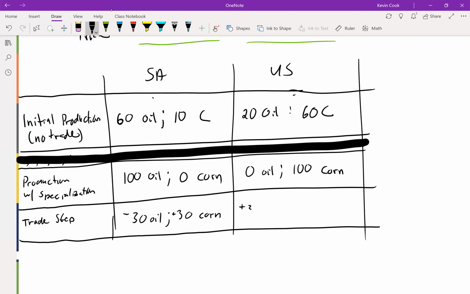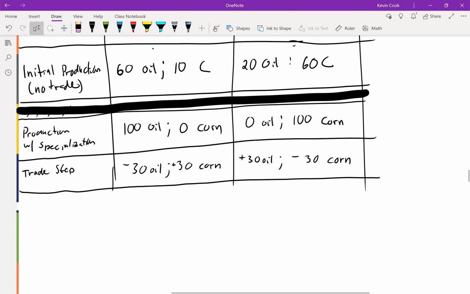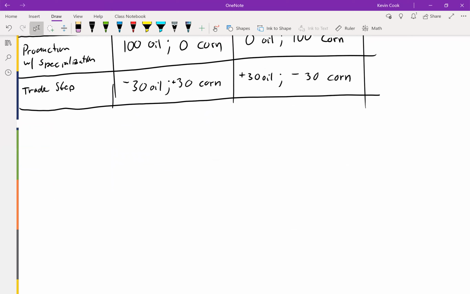And same thing, the US will gain 30 oil, and they will export 30 units of corn. So we're trading 30 oil for 30 corn, and this is how any kind of trade works. If I go to the store and I buy something, I give the store some money, and they give me a product. I give something in return for an item or a service. And that's what we're seeing happen here. It's just a trade, just like when you or I go to a store to buy stuff.